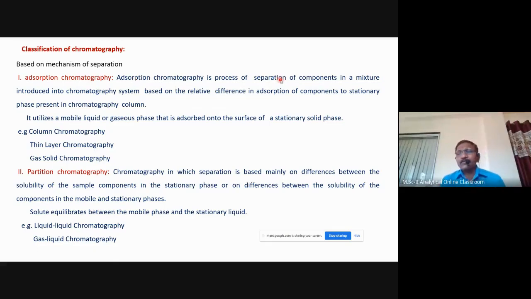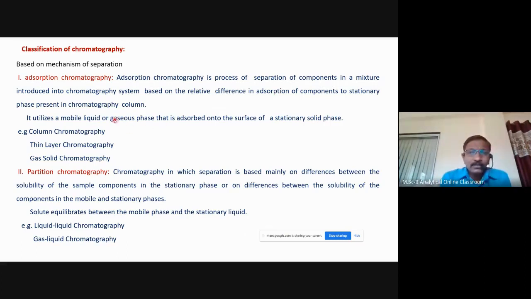It is a process of separation of components in a mixture which is introduced into the chromatographic system, based on the difference in adsorption of components with respect to the stationary phase and mobile phase. So how much amount of sample is adsorbed on the stationary phase? If it has maximum adsorption capacity with the stationary phase, then it is adsorbed on that, and whatever part is not adsorbed on the stationary phase can be moved along with the mobile phase.